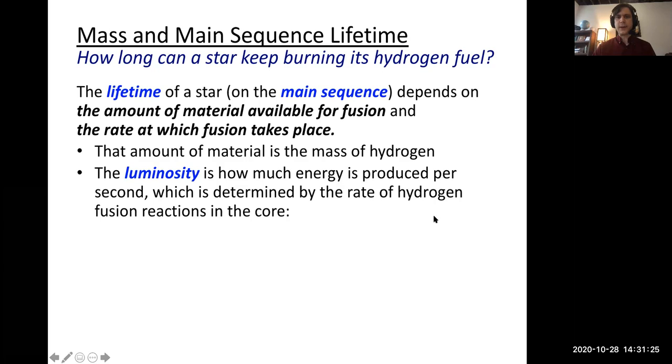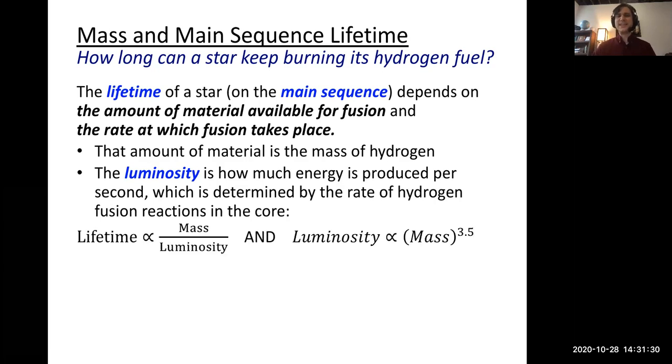So here we have how much fuel we have, and here we have how fast we're burning the fuel. Put those ideas together, and you can calculate how long that star can live on the main sequence. And that's 90% of its life, so that's pretty much the lifetime of the star. The lifetime of the star would equal how much fuel you have divided by how fast you're burning that fuel. So how much fuel you have in the tank, and then how fast you burn that fuel. That makes sense. It's the same sort of idea as calculating how far you could go on a tank of gas given your gas mileage.